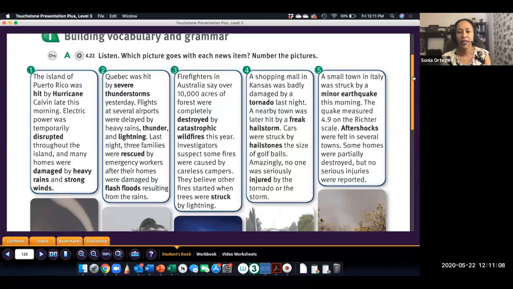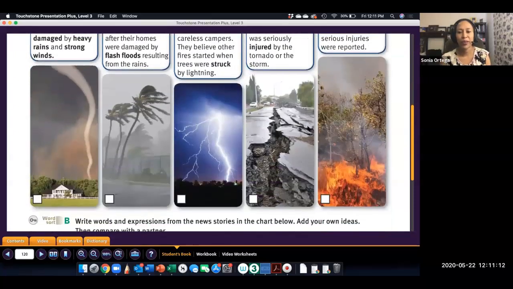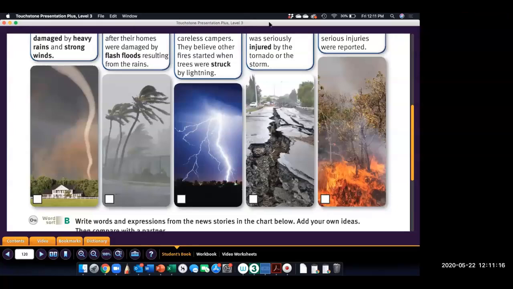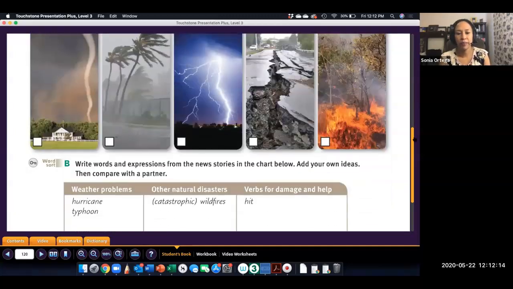Okay, so take a moment to match the story to the picture. And when you're ready to see the answer, keep playing the video. These are the numbers that you should have for each picture. And then the next part is practice with the vocabulary.